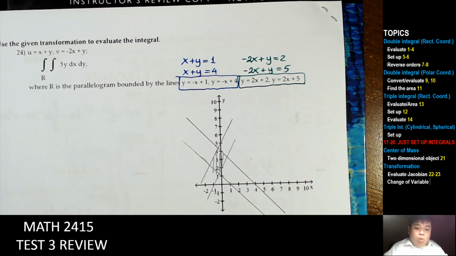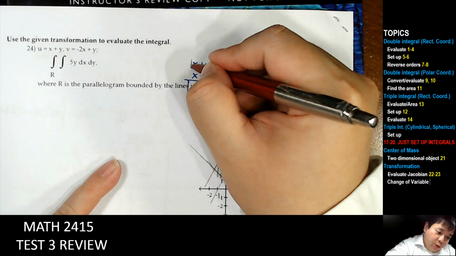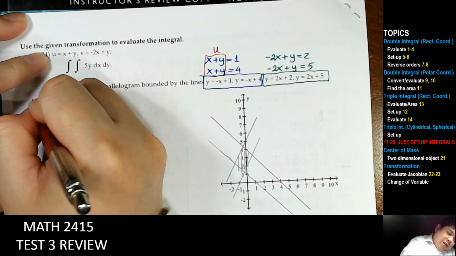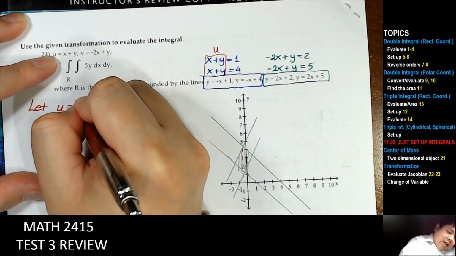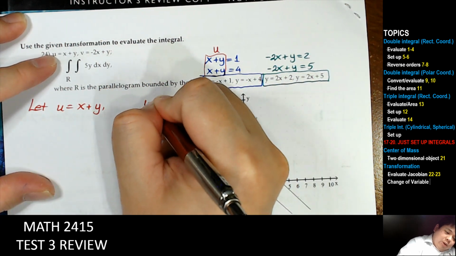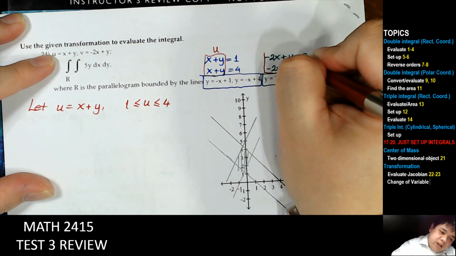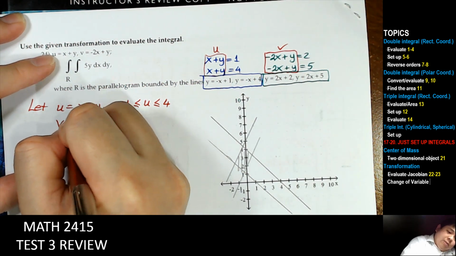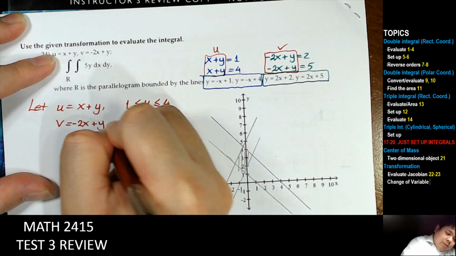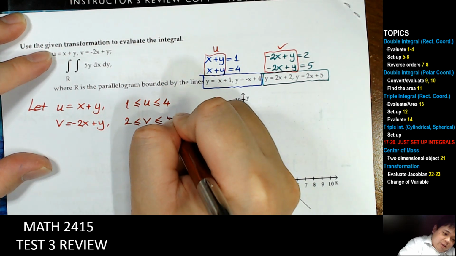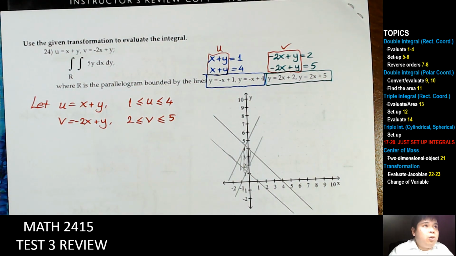But one thing we notice is, if we let u equal to this, u will be from 1 to 4. So let u equal x plus y, then the limits for u are between 1 and 4. And we're going to let this equal v. v will be between 2 and 5. So we have the limits for u and v, and we have the transformation.